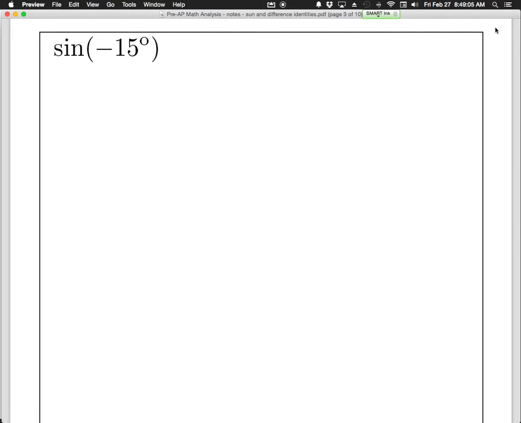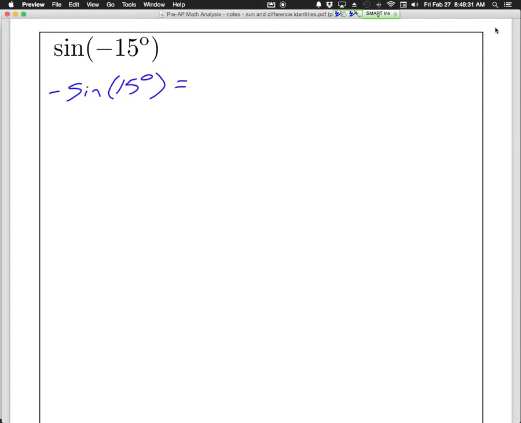Okay, we want to extend that now using our sum or difference identities. It's going to allow us to find exact values of some other angles, such as negative 15 degrees. So the first thing I want to do on this one, sine of negative 15 degrees, is take care of that negative. What can I do with the negative that's inside of sine? It moves it out front. Okay, so I can rewrite this as negative sine of 15 degrees.